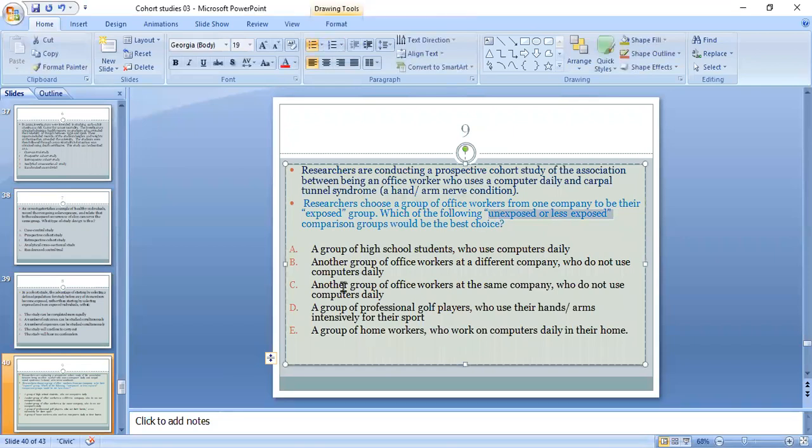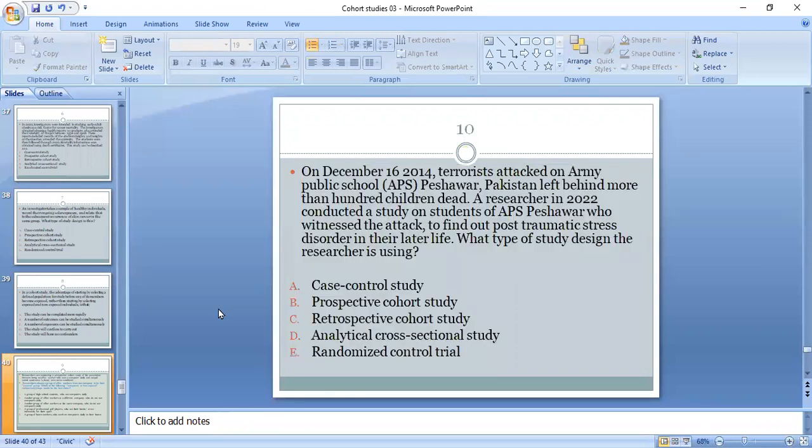In this case, Charlie is the correct option because the comparison group of the unexposed group should share some common characteristics, but they are not exposed to the risk factor. So in option C, there is a group of office workers of the same company. They are working in the same company, but they are not using the computers. So it is the best comparison group for the unexposed group.